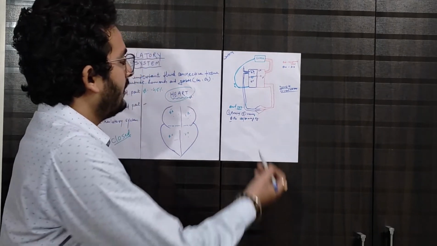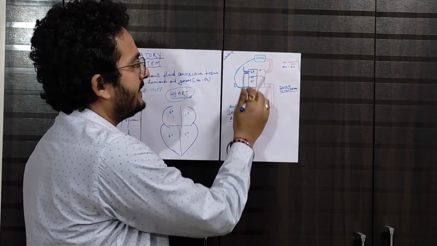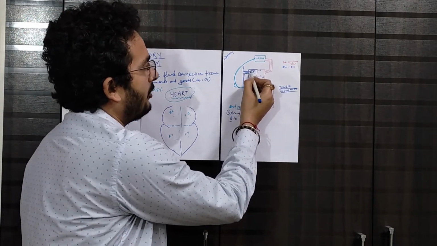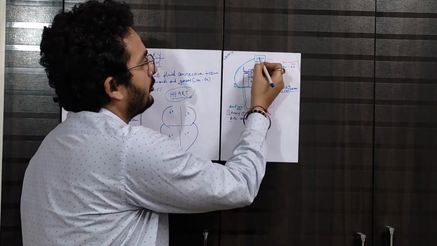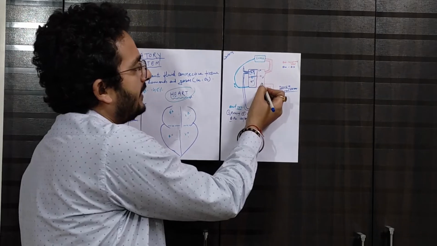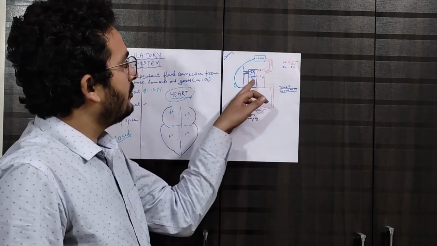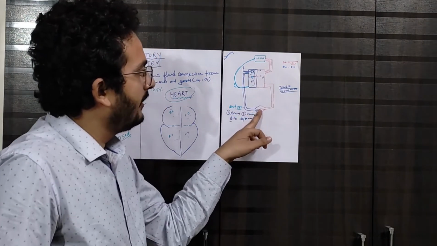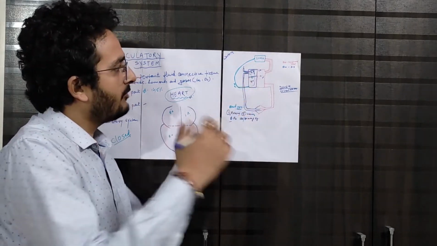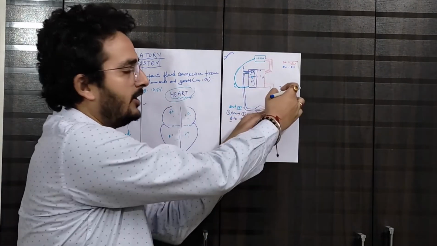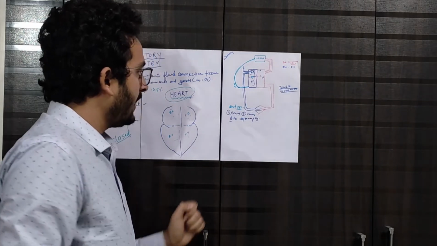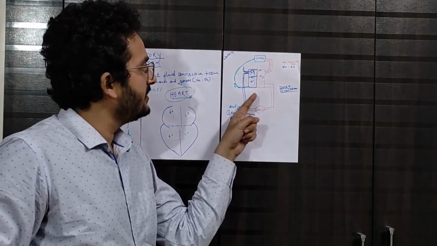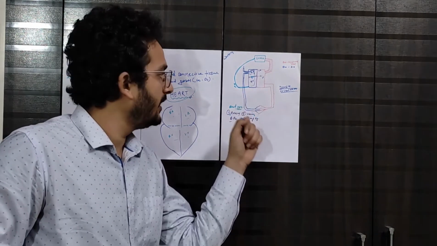As we see, blood has to pass twice through the heart before going to the body, meaning blood comes to the right auricle, then the right ventricle, then goes to the lungs, then comes to the left auricle, then the left ventricle. So we clearly see that blood is circulating twice before going to the body. This type of circulation, in which blood passes twice through the heart before going to the body, is called double circulation.